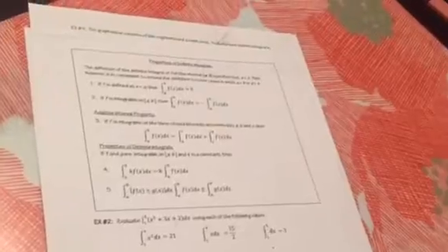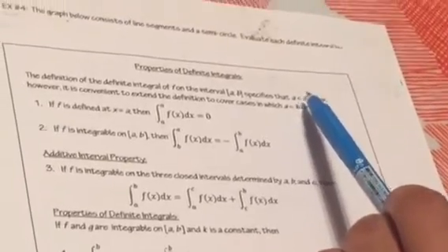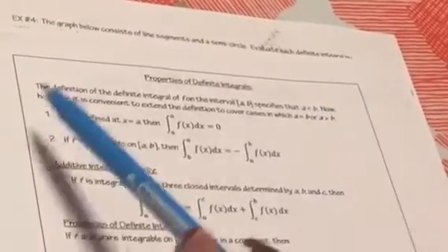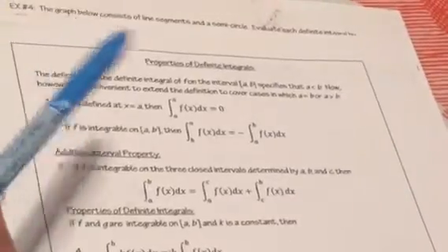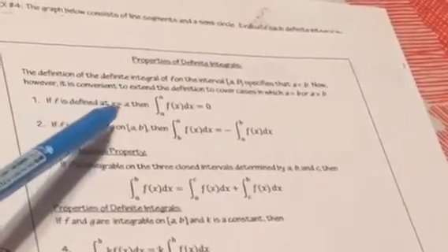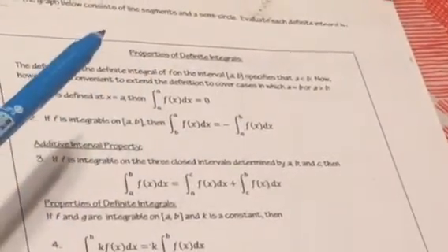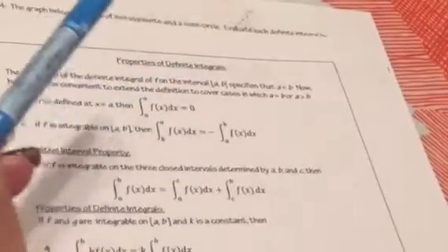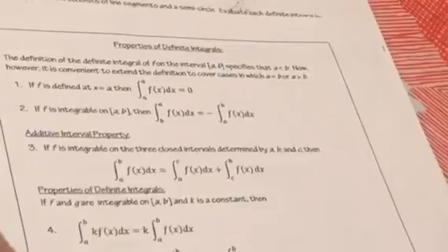Now, properties of definite integrals. The definition of a definite integral of a function on a closed interval specifies that our lower limit a has to be smaller than our upper limit b. However, it's convenient to extend the definition to cover cases in which a is equal to b or a is greater than b. Let's say that you have a function defined at x equals a, then the integral from a to a, meaning you really haven't gone anywhere, is going to be 0. So the area of one point is just 0 because you really don't have a region there.